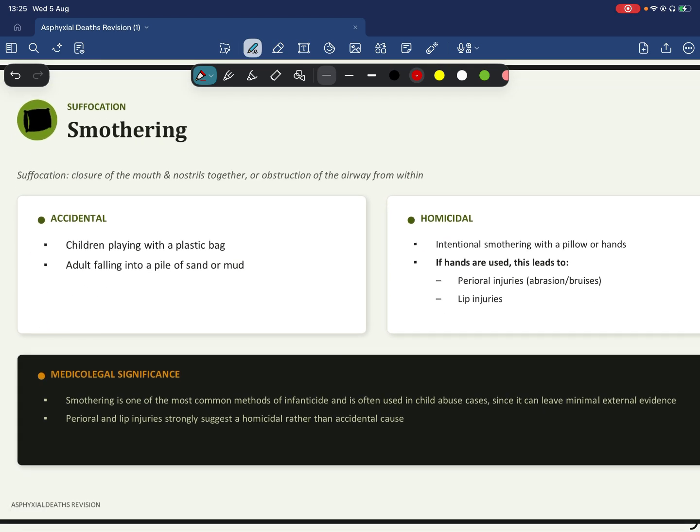Smothering. Smothering is a form of suffocation where there is closure of the mouth and nostrils together or obstruction of the airway from within. Accidental smothering includes children playing with a plastic bag, which can lead to suffocation, or an adult falling into a pile of sand or mud. Homicidal smothering is intentional, with a pillow or hands. If hands are used, this can lead to perioral injuries or lip injuries.